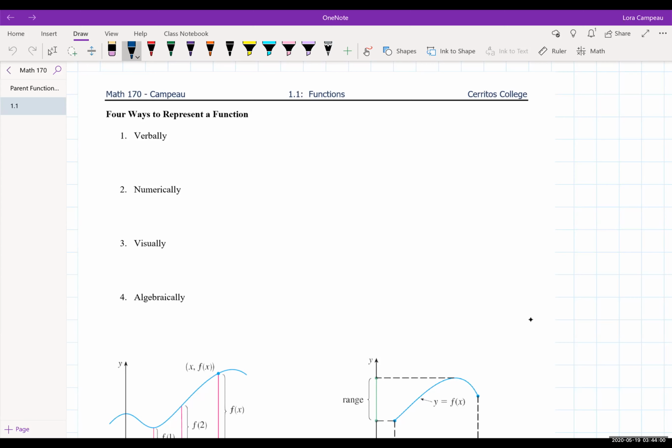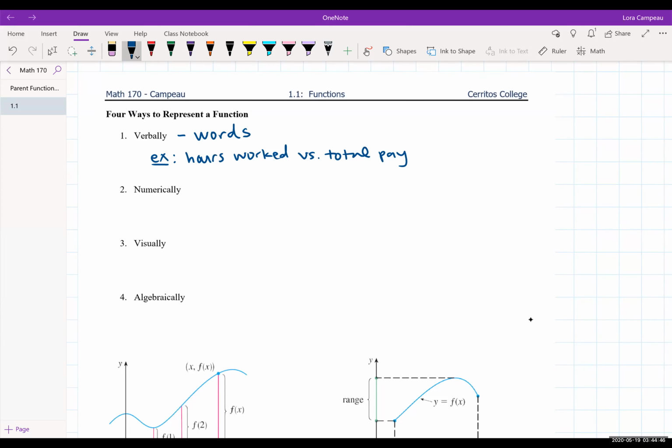So starting on section 1.1, just want to go over the 4 ways we're going to represent a function. A lot of times we haven't used this in a while, but we're looking at representing functions verbally, and pretty much what we mean is we're looking at expressing functions using words. An example would be everyday life: the hours worked versus our total pay can be an example of expressing functions in words.